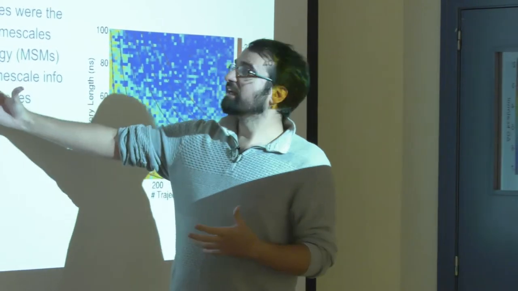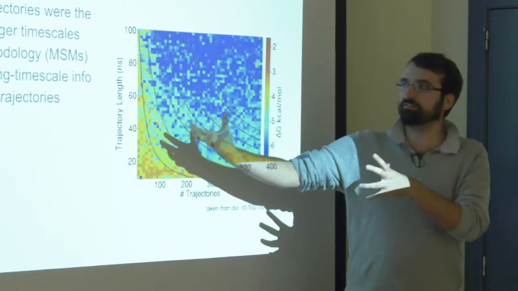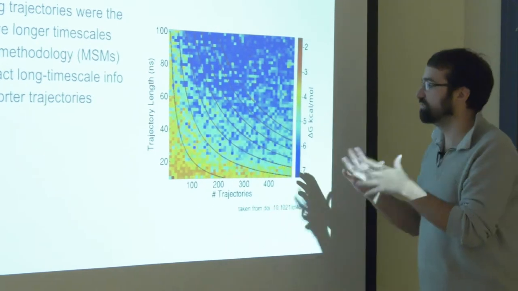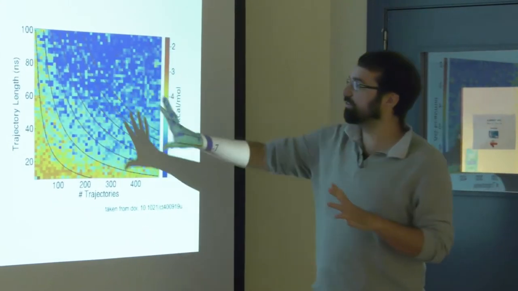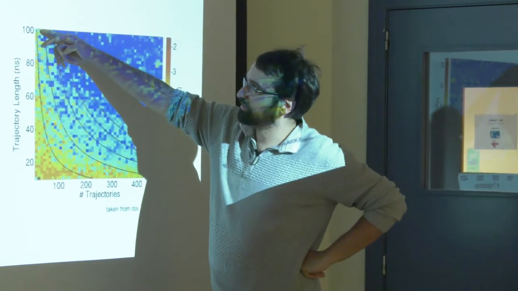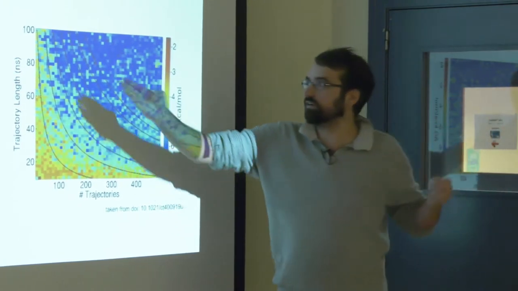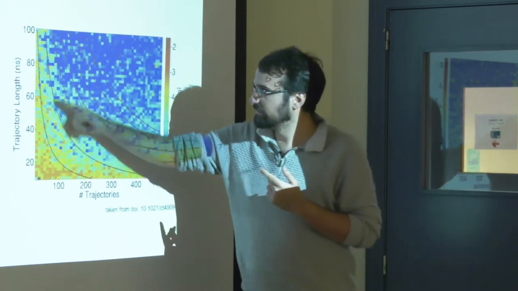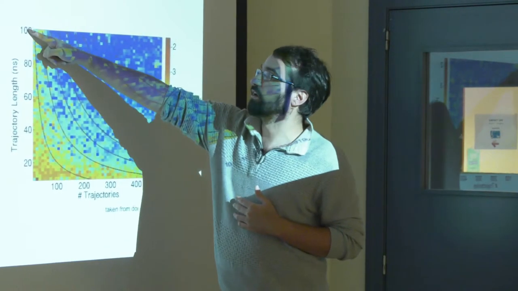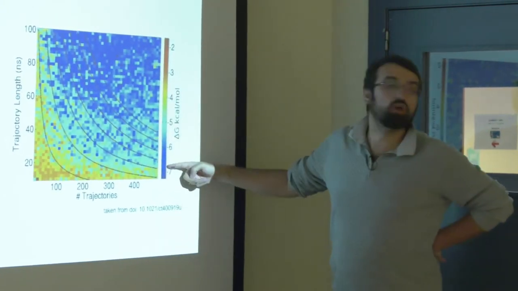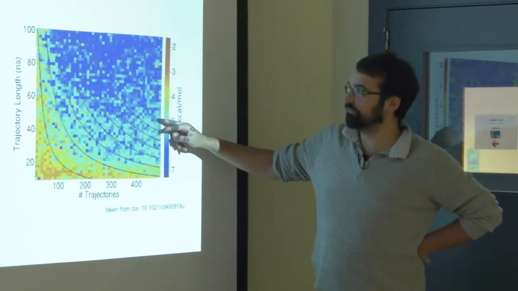So there has been the advent of new methodology, which I'm going to talk about next: Markov state models, which allow extracting long timescale information from a lot of shorter trajectories. Here is a plot showing a prediction of a free energy of binding. Let's not focus too much, just a little on the colors. This is trajectory length, 100 nanoseconds, and this is the number of trajectories. These iso lines represent an equal amount of generated data. What we can see is that a few long trajectories give us poor results, with larger error.